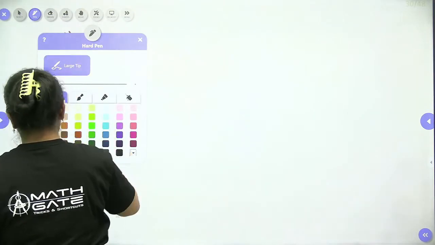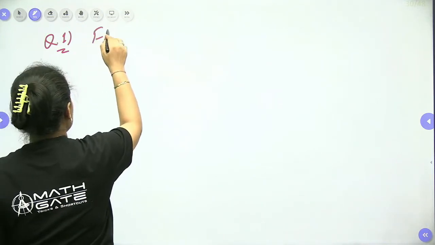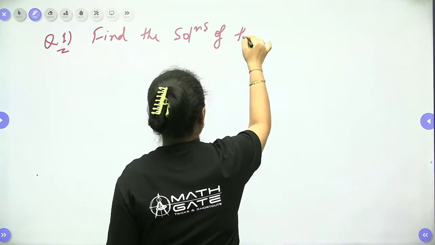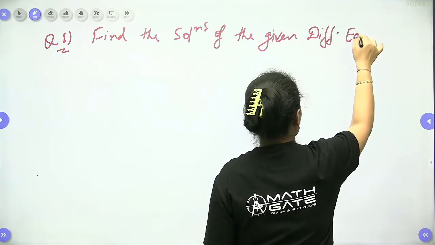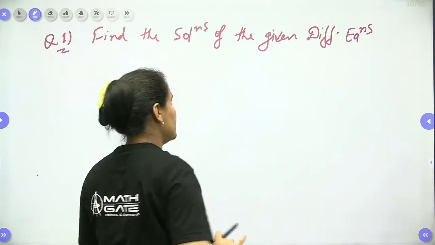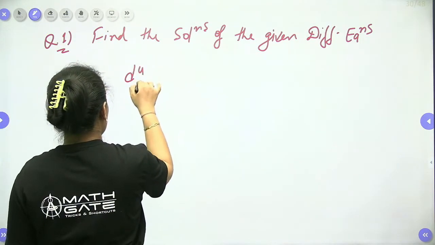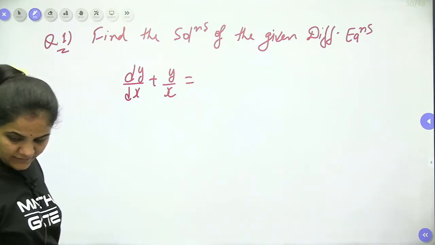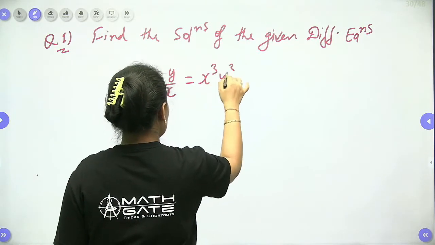So let me write down an example for you. Find the solution of the given differential equation: dy by dx plus y by x is equal to x cube y cube.